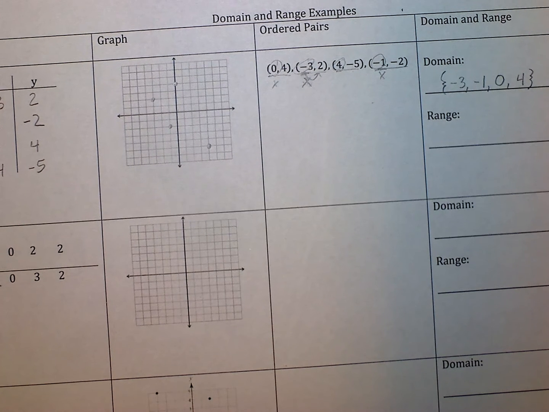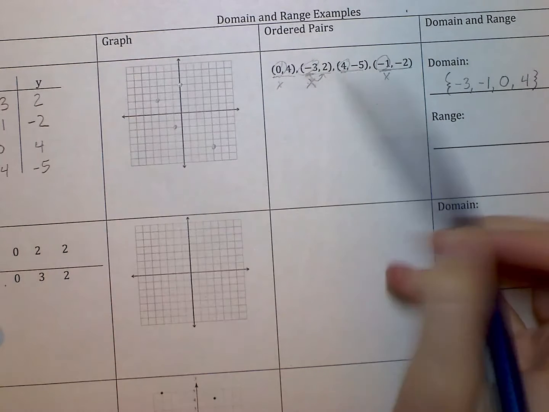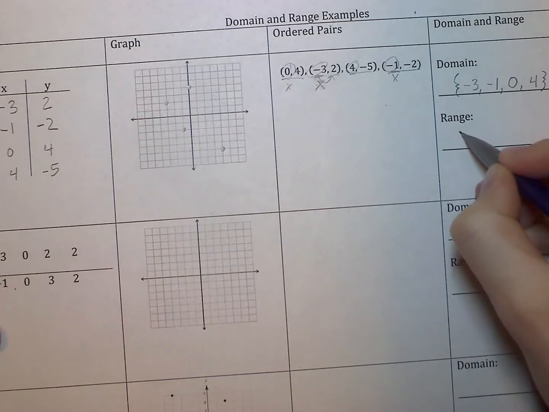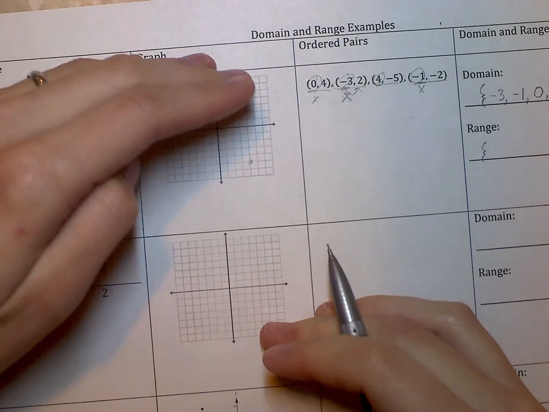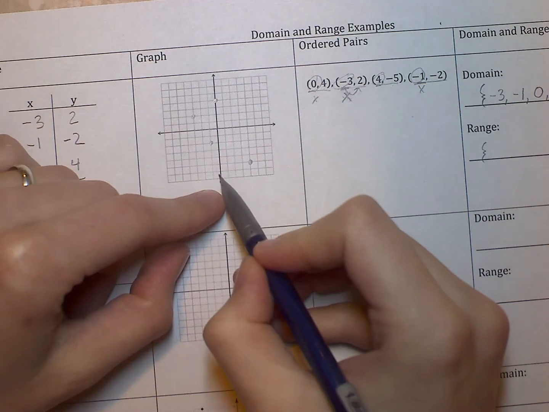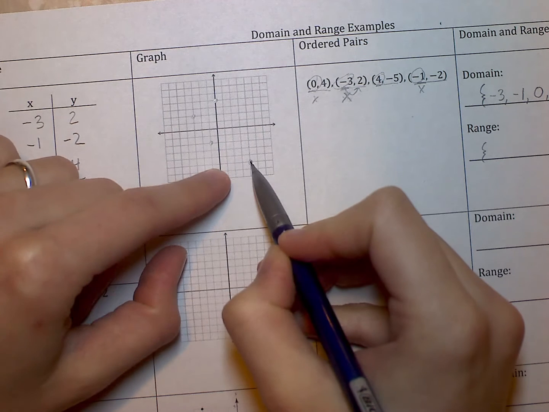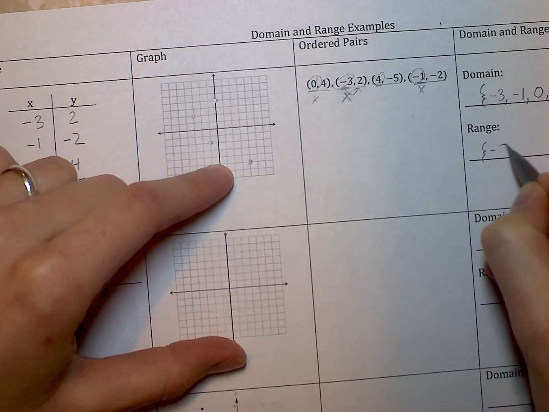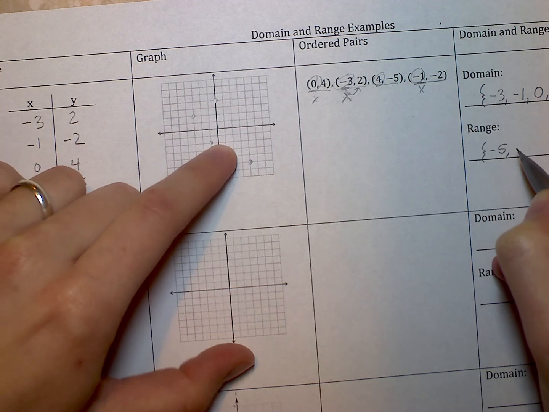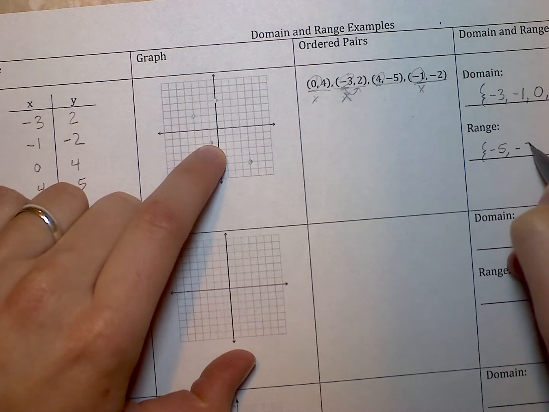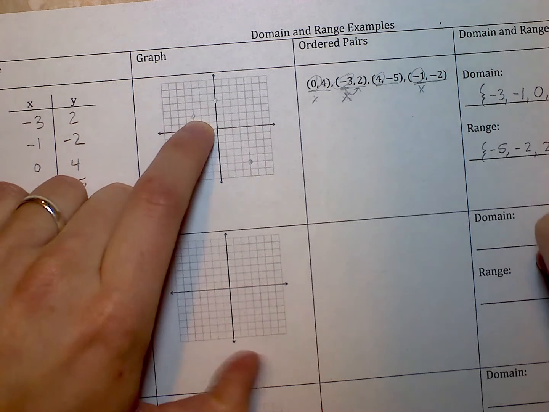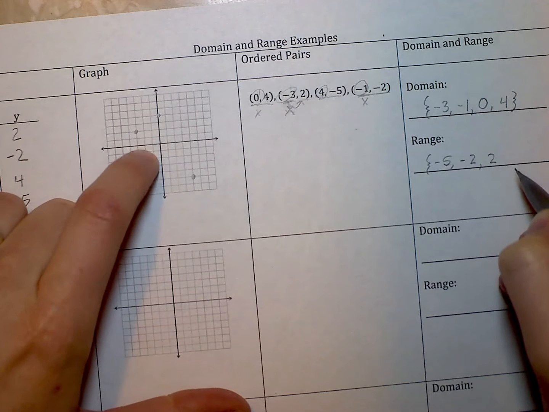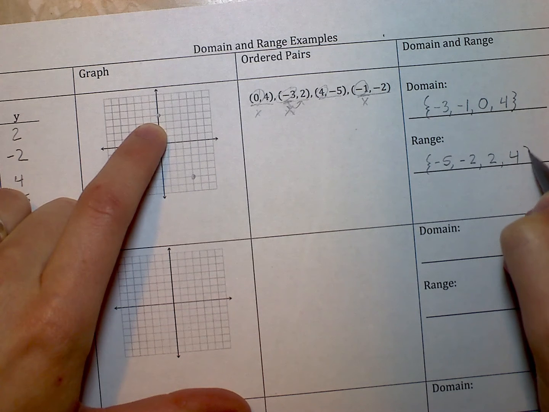Now the range I could pull from any of these, but I'm going to pull from the graph just for the sake of doing something different. With the range, remember I want to go in order, from least to greatest. If I'm looking for y values, I would start from the bottom and move up. The first one is negative 5. Keep going up, and I get to a y value of negative 2. Then a y value of positive 2. Then a y value of 4. And that's my range.